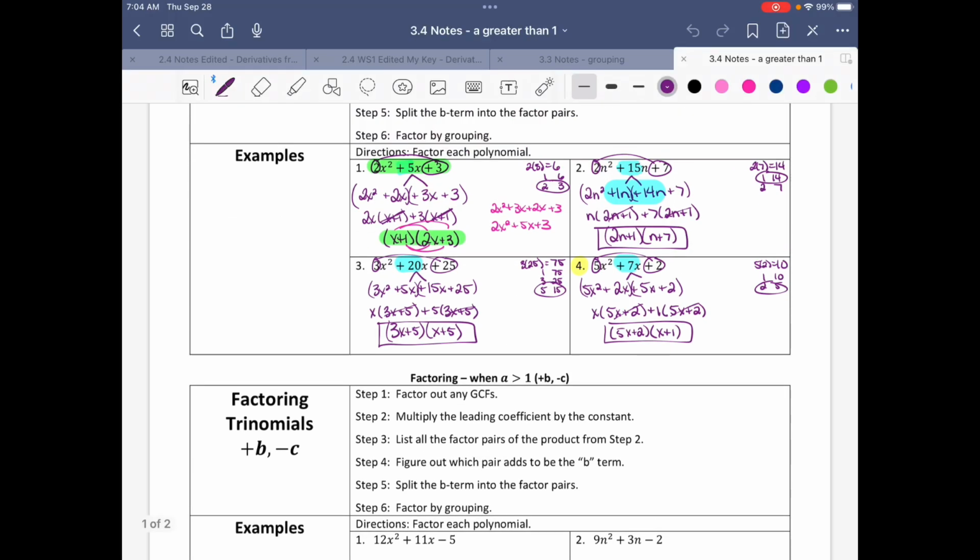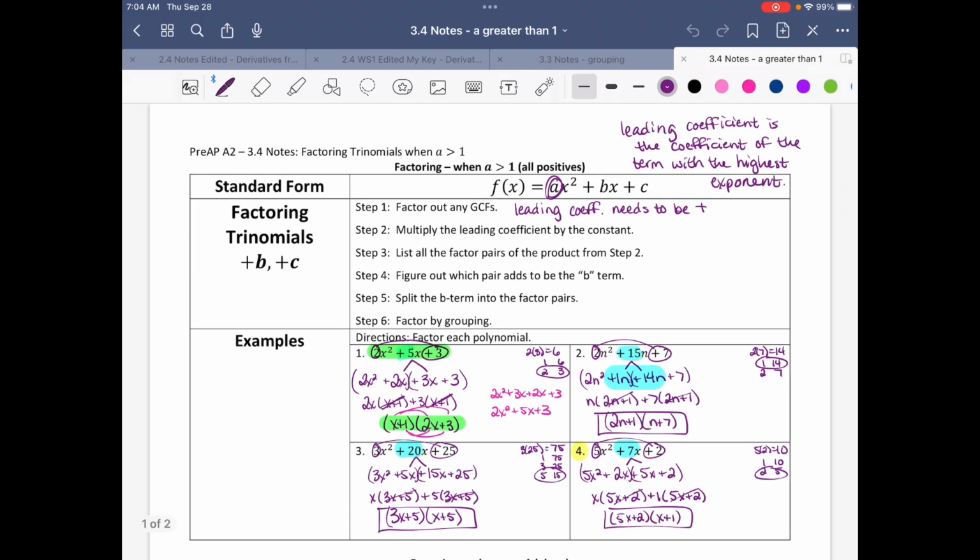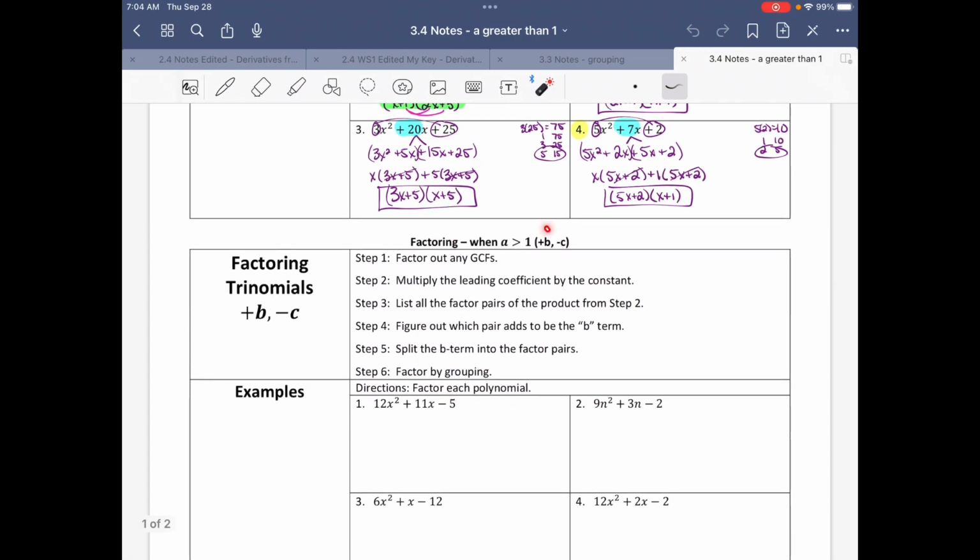All right, so on this one, we're going to be still factoring a trinomial, but different signs here. So this is our standard form equation right here. There it is: ax squared plus bx plus c. So we're specifically looking at these two. In this section, that b term will be positive, but the c will be negative. So we're looking at different signs.